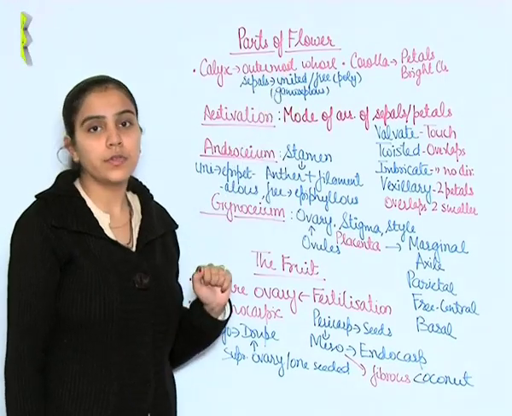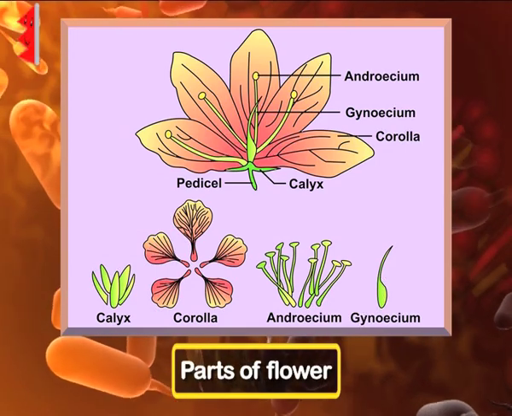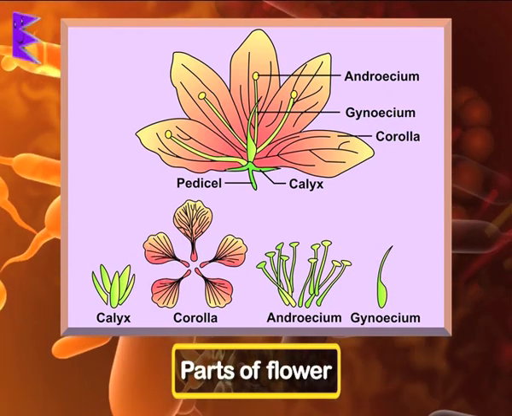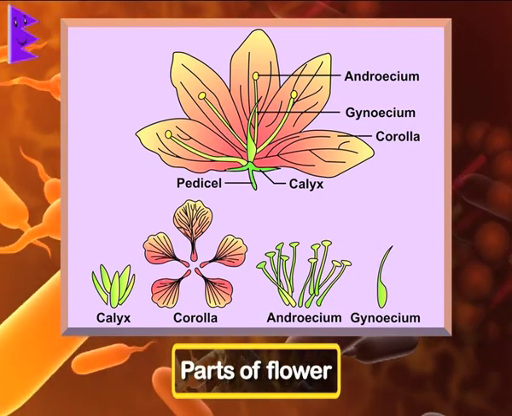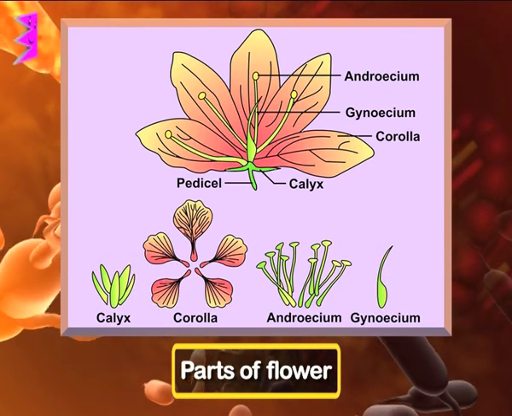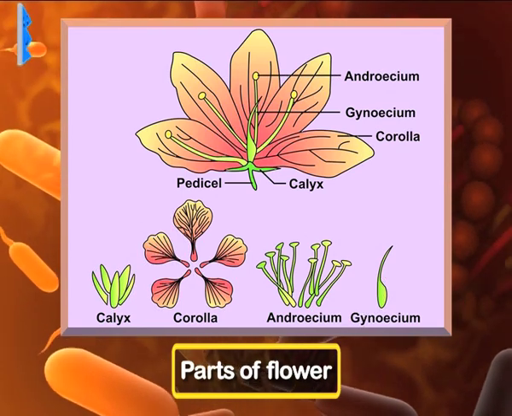Parts of a flower. Calyx. It is the outermost whorl, in which sepals are present. Sepals can be united or can be free. If sepals are united, it is known as gamosepalous, and if sepals are free, it is known as polysepalous.